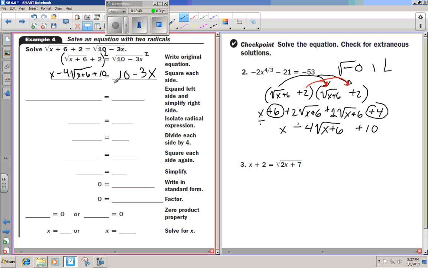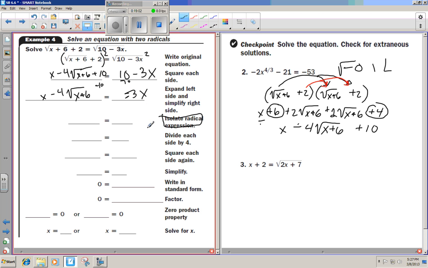All right. What that means is we need to basically isolate the radical expression. We're going to do it in 2 steps. We're going to subtract 10 from both sides, which cancels out. So now you've got x plus 4 square root x plus 6. Over here, you've now got a minus 3x.